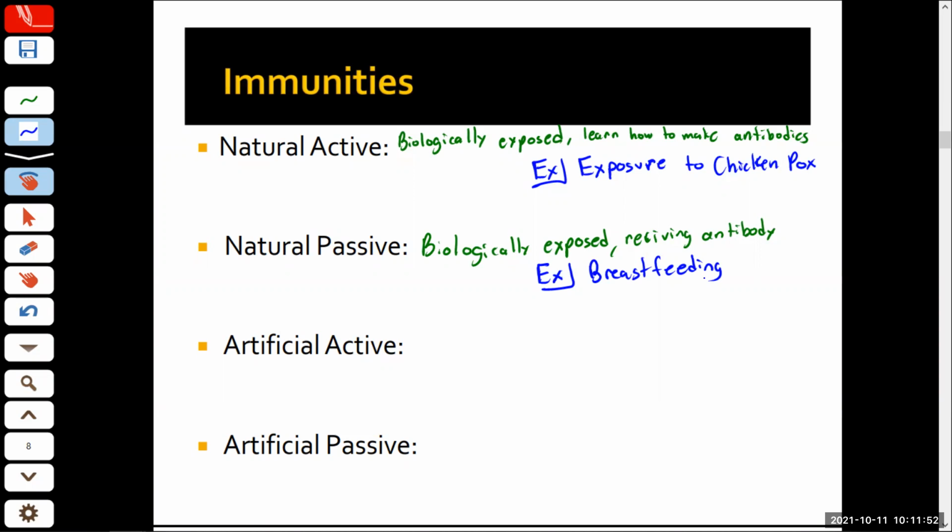Artificial active. So anytime you see artificial, you should think injection. So i.e., this is a vaccine. Okay, because what we're doing is we're injecting a deactivated virus. Now, this is one of the few times where I get a little spicy. Okay. Vaccines. Different vaccines work differently.